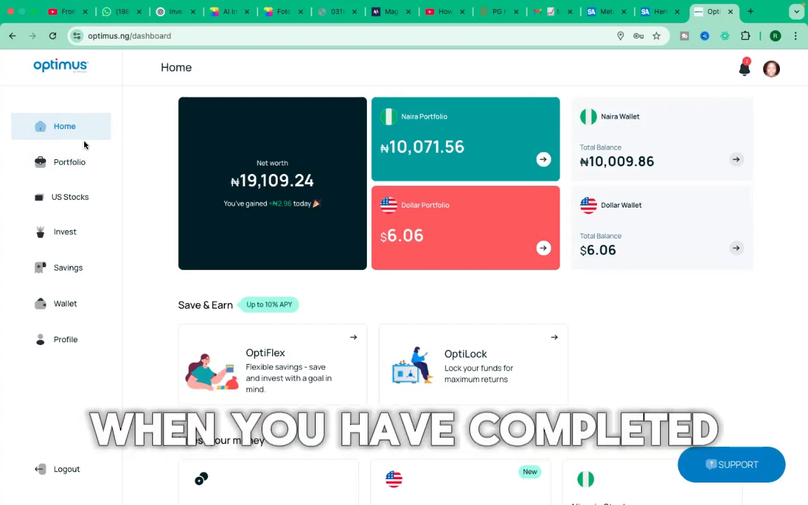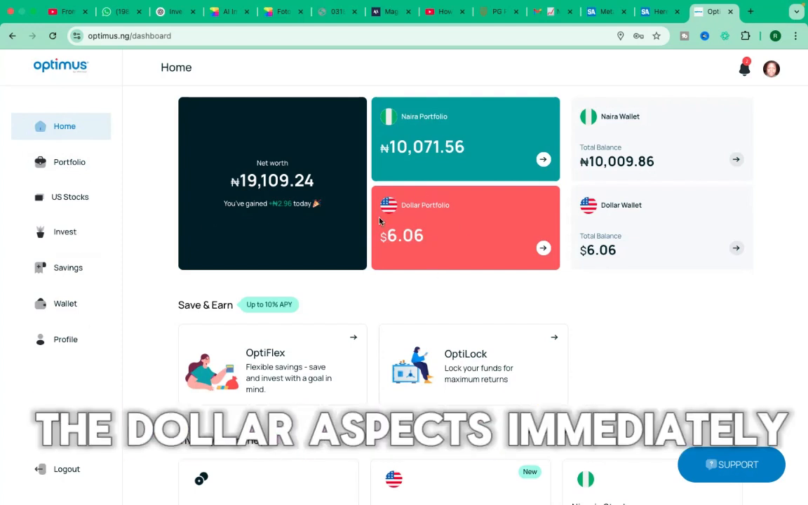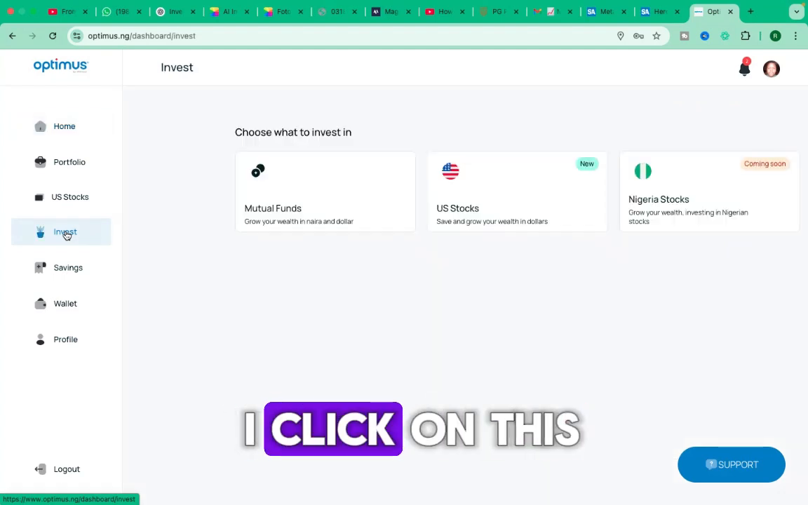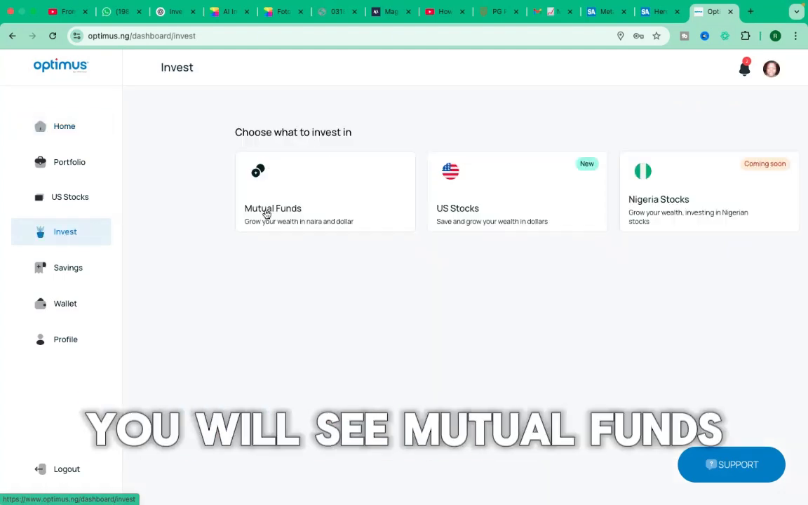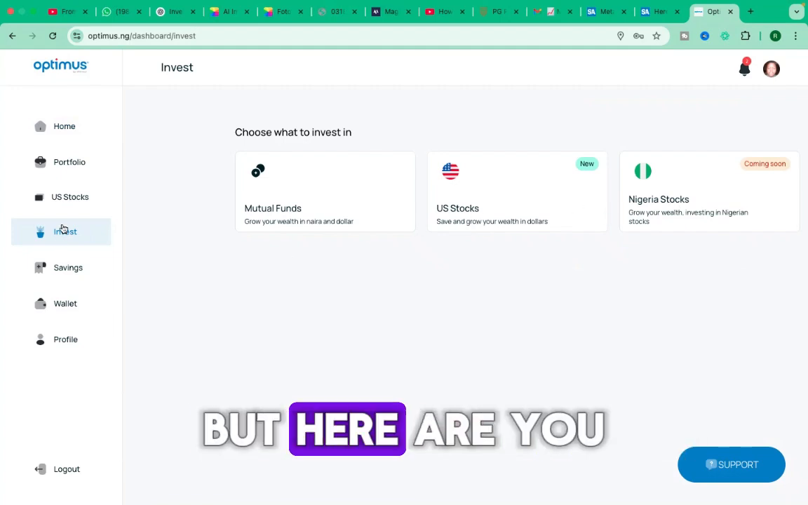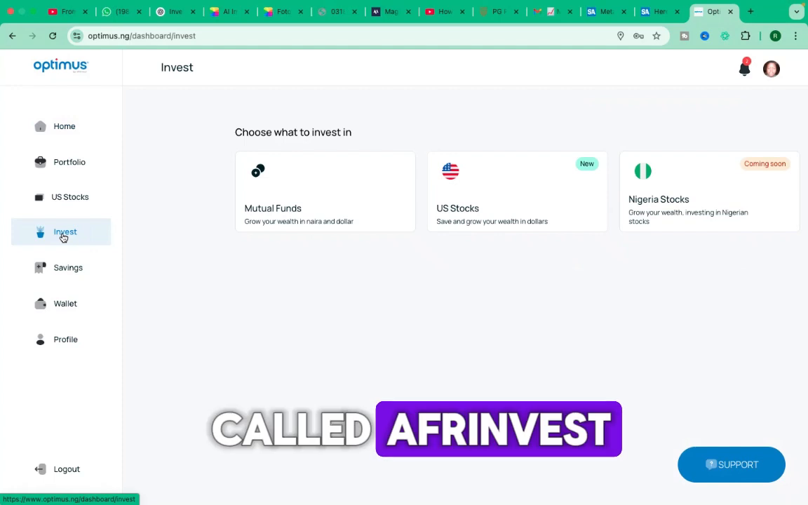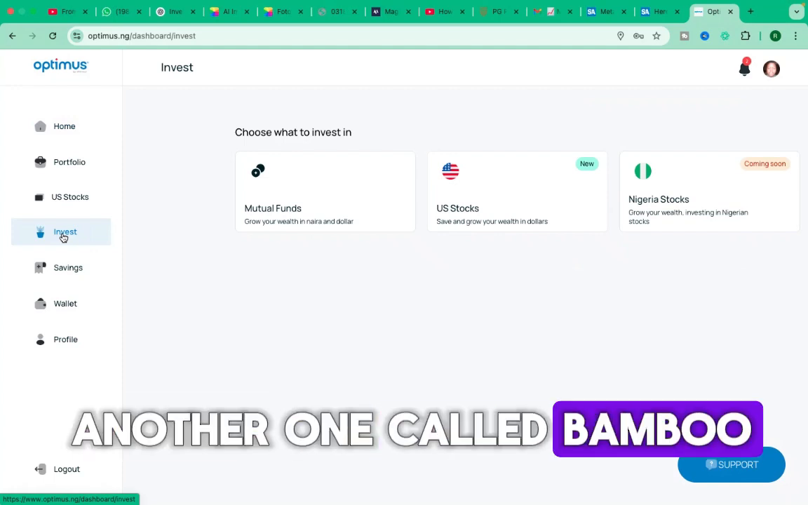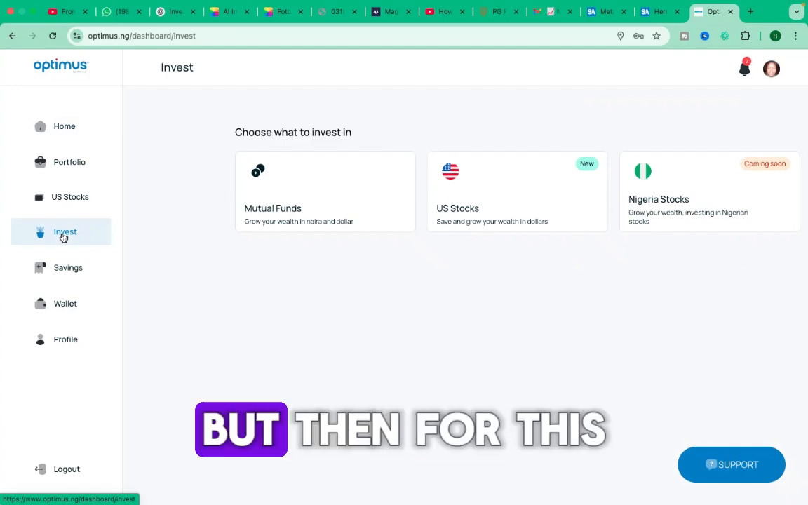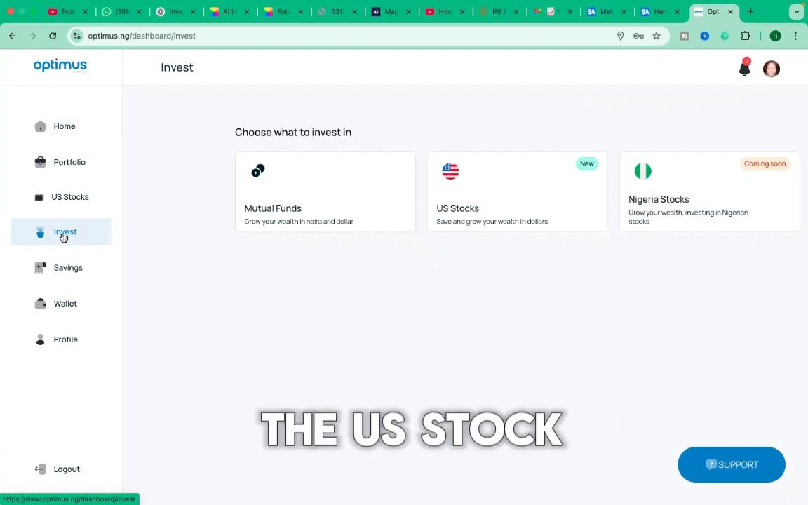When you have completed your registration, you may not see the dollar aspect immediately to invest. When you come to invest, look at this. If I click on invest now, you will see mutual funds, US stock, Nigerian stock. But there's another app called AfriVest, and then we have another one called Bamboo. There are a lot of applications that you can use for this. But for this, I love this one for the US stock.